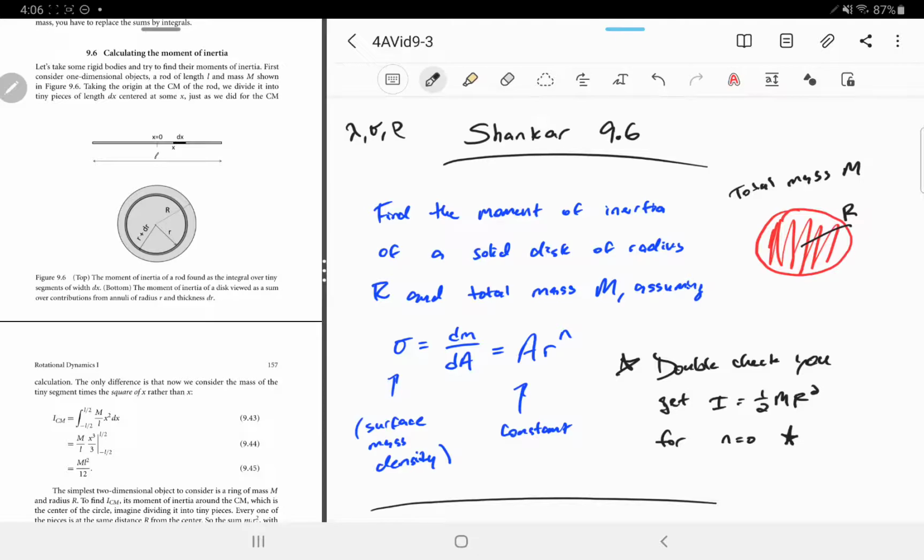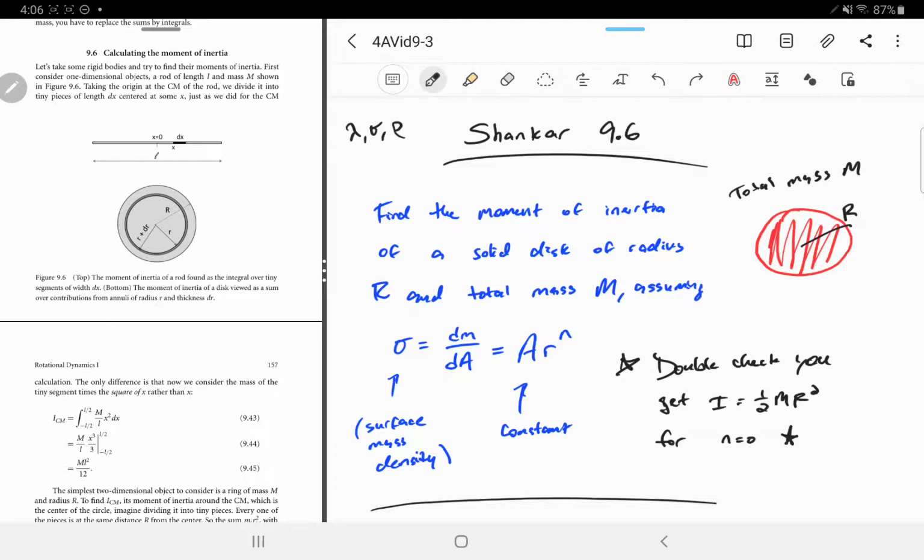And sigma would be constant. Like if n is 0 right here, r to the 0 is 1, and so the surface mass density would be constant. What that means is that the amount of mass is proportional to the amount of area. The more area I consider, the more mass is in there. So in other words, it doesn't matter if I look at a little piece of area there or a little piece of area out here, it's the same amount of mass.